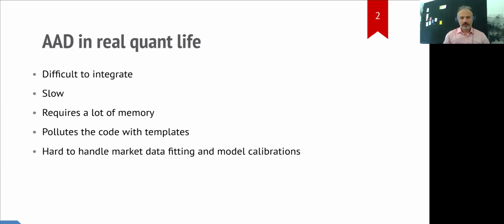Hard to handle market data. Handling implicit functions is also not a trivial problem. AAD in principle works easily, but when you're faced with the practicalities of quantitative work, you need to handle this, and this is also not easy sometimes. It's very hard to implement for callable products.